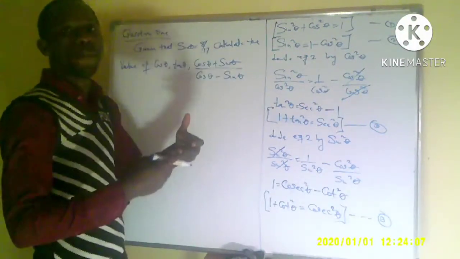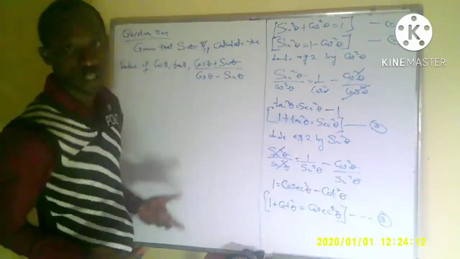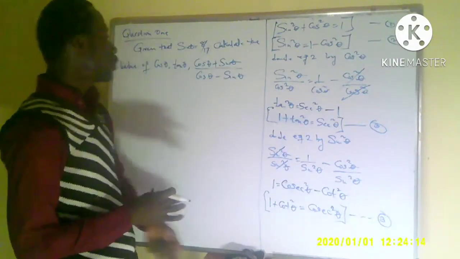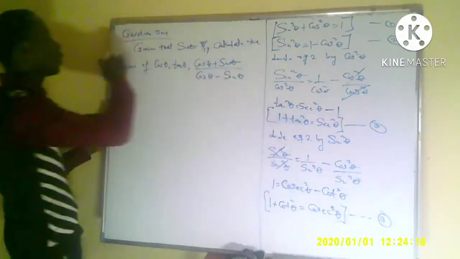These are a little bit advanced formulas that can be proved from the Pythagoras theorem. So let's come back to our question. Now, having known that, let's come back to the question given to us.